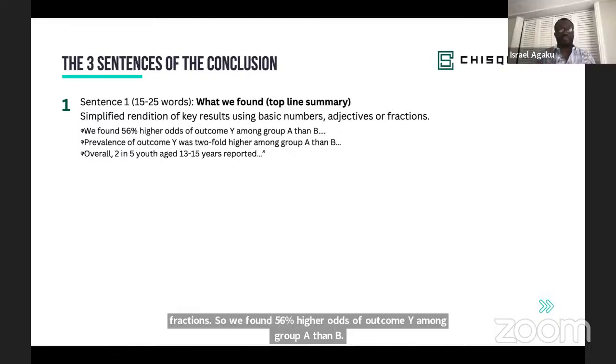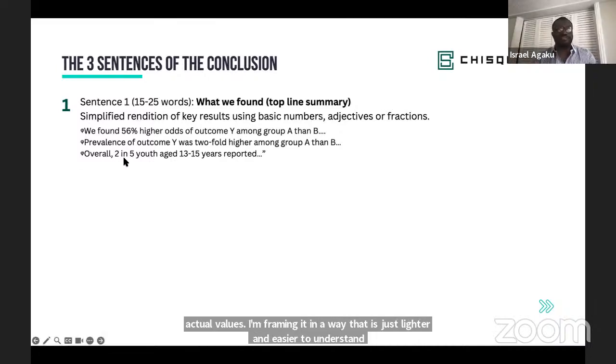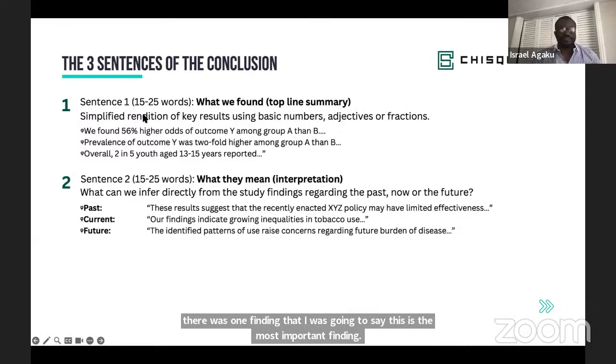See, I'm reporting numbers, but I'm not using the actual values. I'm framing it in a way that is just lighter and easier to understand. And overall, 2 in 5 youth aged 13 to 15 years reported XYZ. I'm summarizing the key findings. So in other words, if there was one finding that I was going to say is the most important finding, that's what I'm going to report in there.